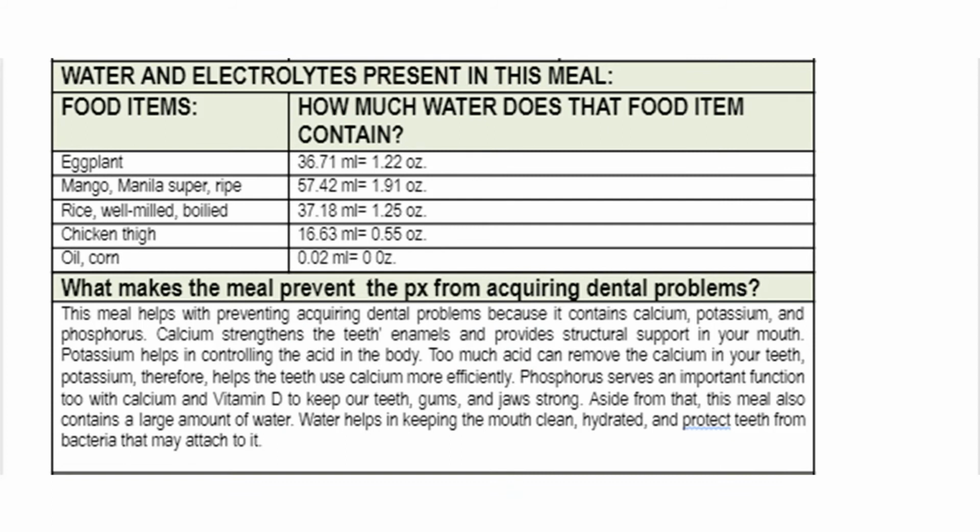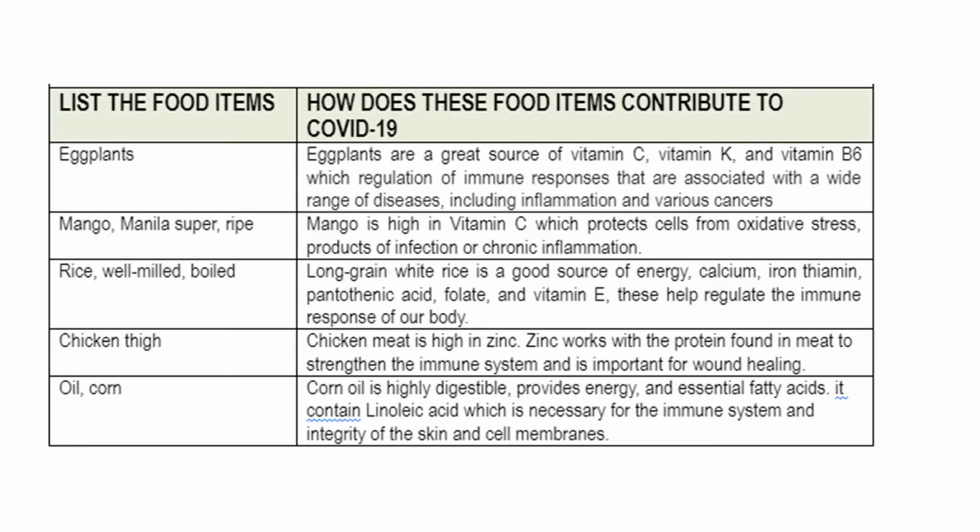This meal prevents one from acquiring dental problems because it contains calcium, potassium, phosphorus, which help in regulating the acid in the body and strengthens our teeth and gums. The meal contributes to the prevention of COVID-19 because it contains a lot of nutrients that supply our body and further nourish and strengthen our immune system.